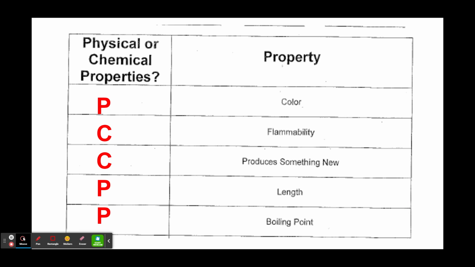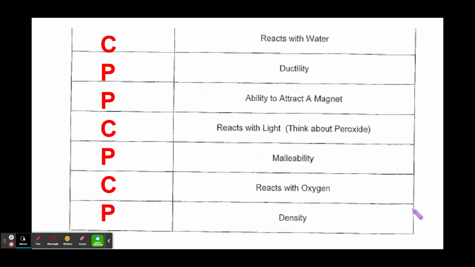Here are some examples of physical and chemical properties or changes. So just, again, very important, remember that if the original still exists, then that means that it is a physical change. And if there are new substances, that means that a chemical change has occurred, that the original no longer exists.